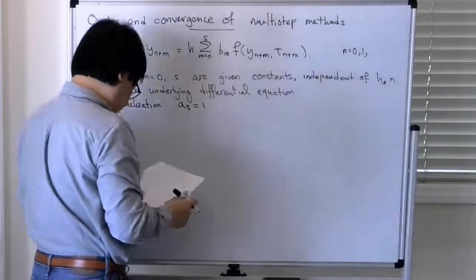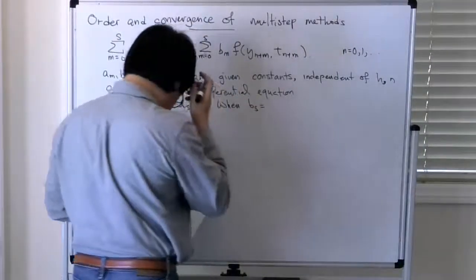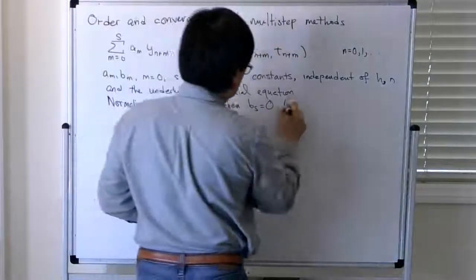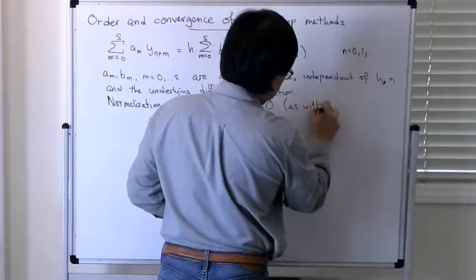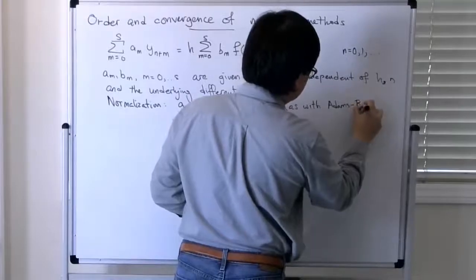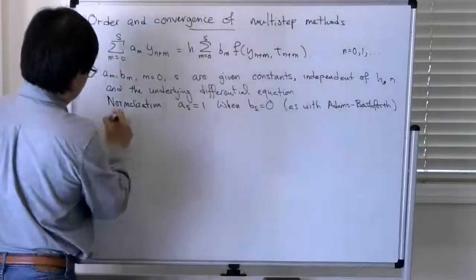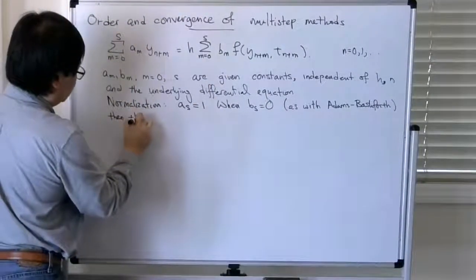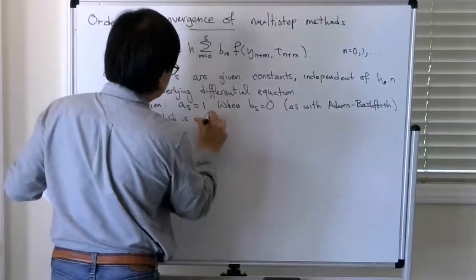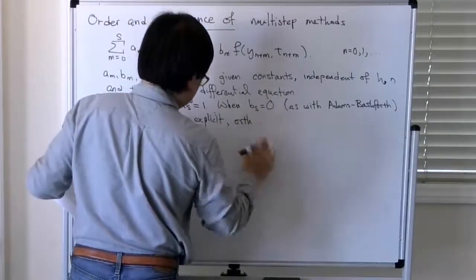Okay, so when b sub s is equal to 0, as is the case with the Adams-Bashforth methods, right, then the method is explicit. Otherwise, it is implicit.